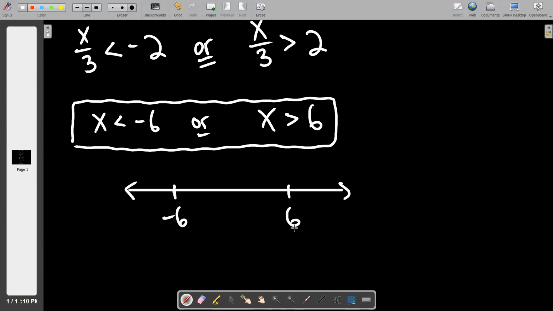Now I'm going to make some boundaries. They're going to be open. And where is my shading going to go? Outwards, yes. So that is a completed project, example number 1 in the books. Absolute value, convert it to compound, do your thing, graph it up. Good.